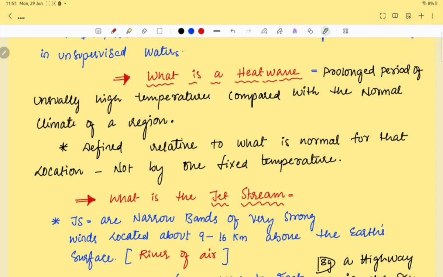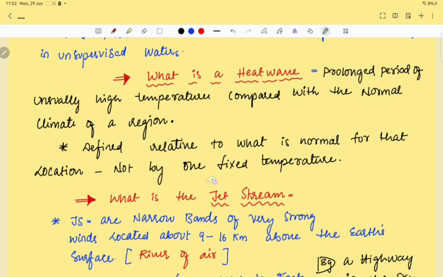So first we need to understand what a heat wave is. A heat wave is nothing but a prolonged period of unusually high temperatures compared with the normal climate of a region. You can remember it like this: for example, in a country, a temperature of around 10 to 15 degrees is normal, but in recent weeks that country has recorded temperatures around 20 to 25 or even 35. This is abnormal for country A. So now 20, 25, 35, these are called heat waves.